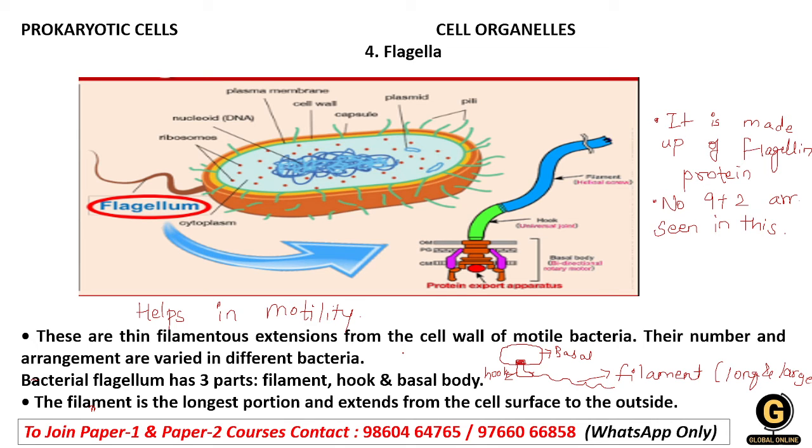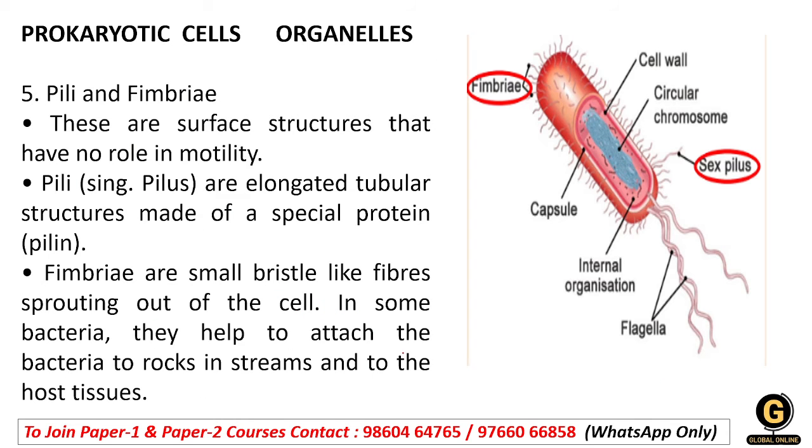Flagella is the longest thin filamentous extension from the cell wall. It helps in the motility of the cell. No 9+2 arrangement is seen in this. It is made up of flagellin protein. Bacterium flagellum has 3 parts, that is filament, hook and the basal body. The filament is the longest portion and that extends from the cell structure to the outside. Next comes the pili and fimbriae. Right? Pili कसा आहे? It does not help in motility. No role in motility. Okay?